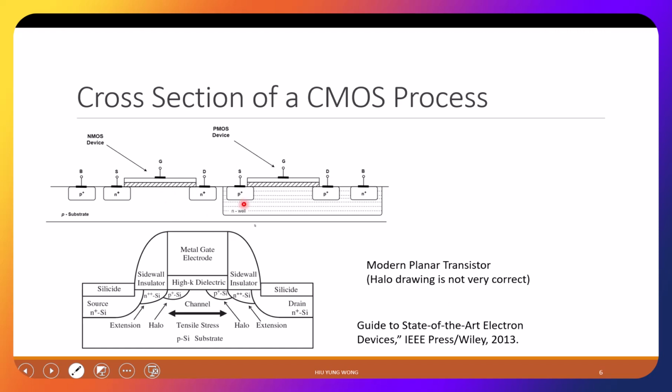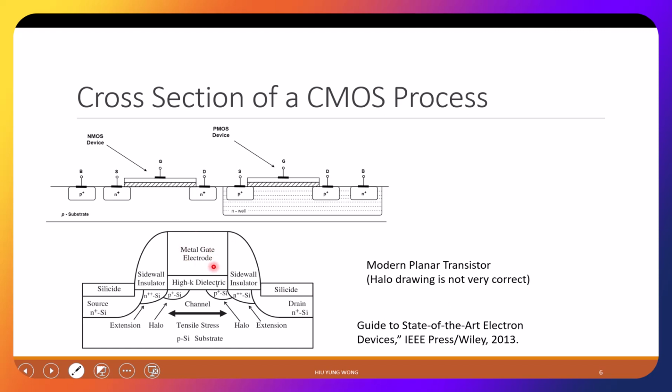But this is a very old style. Now when you go to early 2000, maybe up to 45 nanometer or 65 nanometer technology, you see a lot of innovation. I will just verbally say what they are. If you can follow or you can memorize, that will be great.